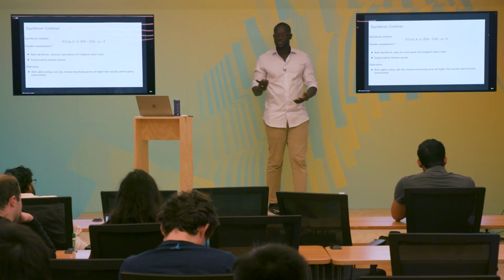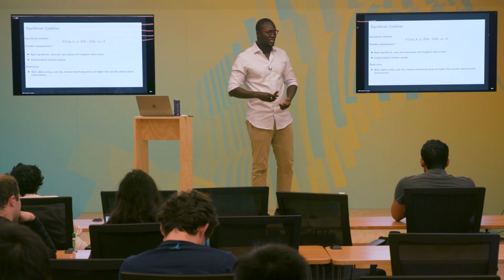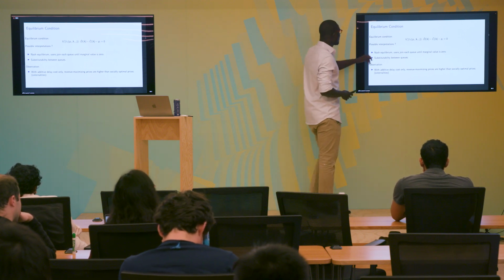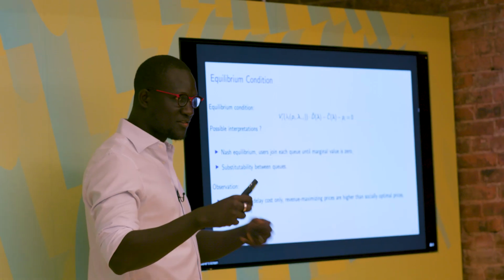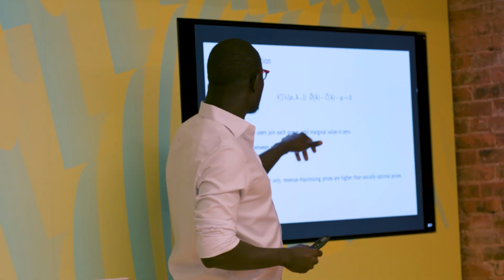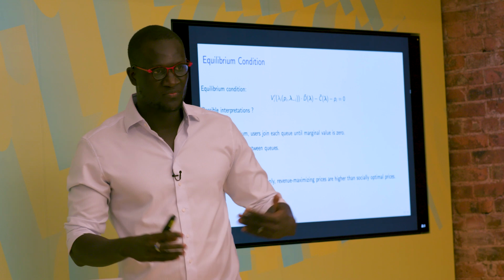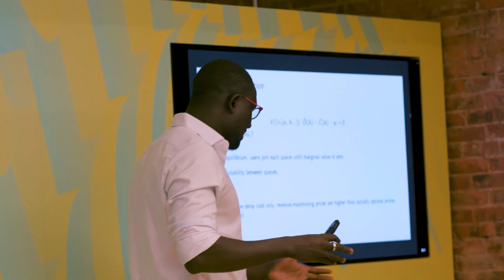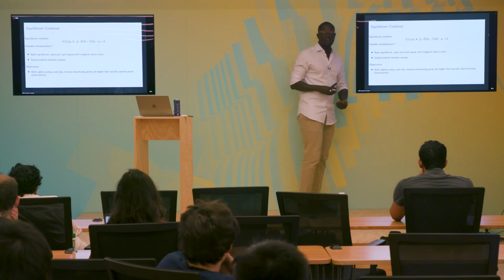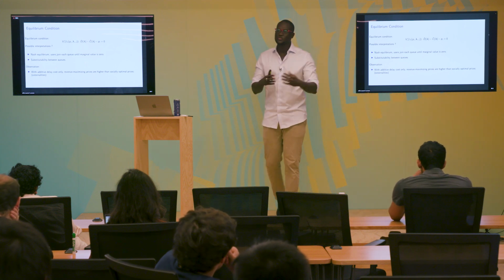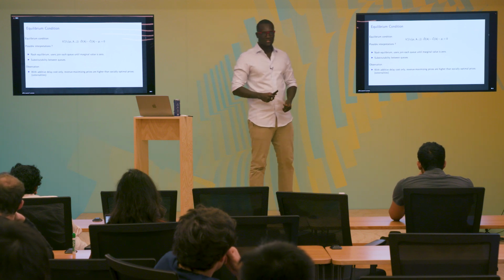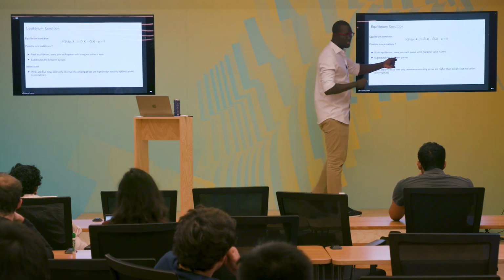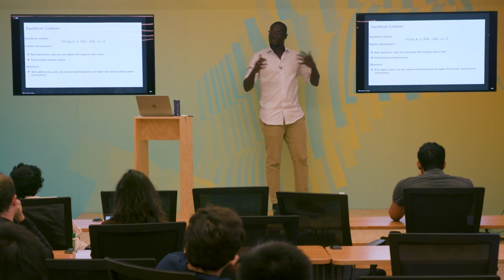What are possible ways to interpret it when it comes to the application that I gave you earlier? One is one of Nash equilibrium. You take the other arrival rates in other queues as given, and the users join each queue until the marginal value is 0. Or another interpretation is that there is substitutability between queues, like in the case of the scheduler, which can send to this queue or another queue.